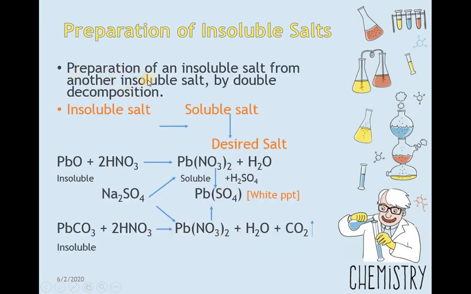Now preparation of insoluble salt from another insoluble salt by the double decomposition reaction. First you have to convert the insoluble salt to soluble salt. Then you convert it to the desired salt. Like here, PbO, that is lead monoxide, is insoluble. It reacts with nitric acid, gives you the soluble lead nitrate. Now this lead nitrate reacts with sulfuric acid to give you the lead sulfate, which is white in color.